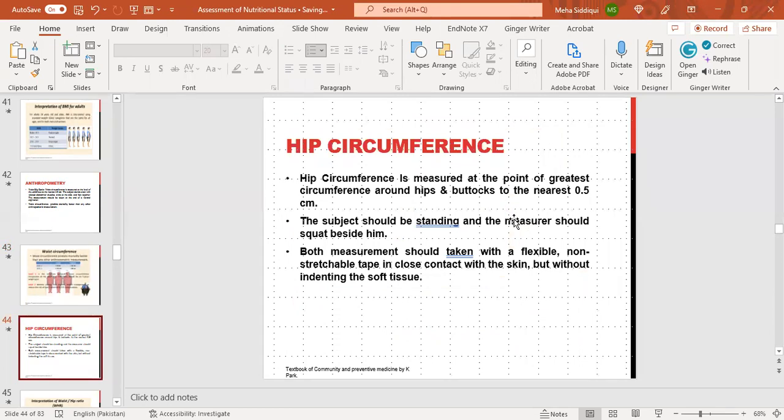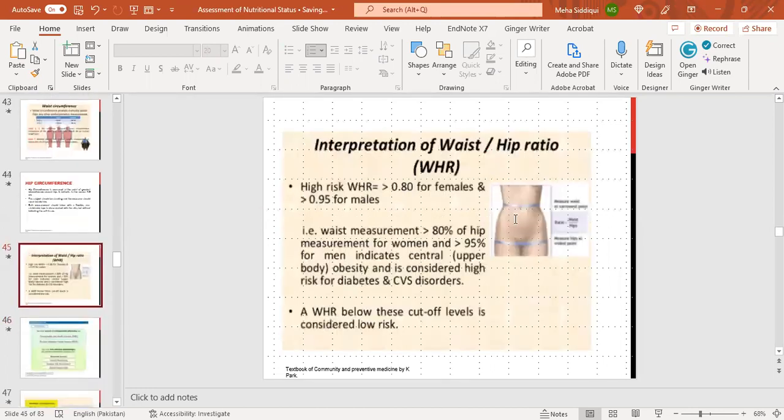Hip circumference is measured at the point of greatest circumference around the hip and buttocks to the nearest 0.5 centimeter, and the subject should be in standing position. Both measurements should be taken with a flexible, non-stretchable tape in close contact with the skin.